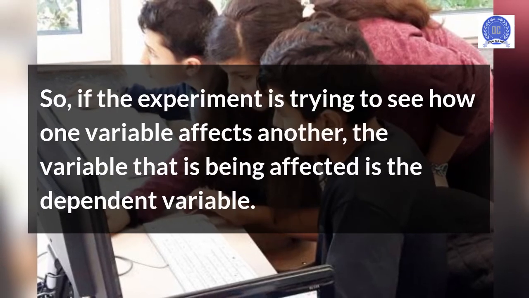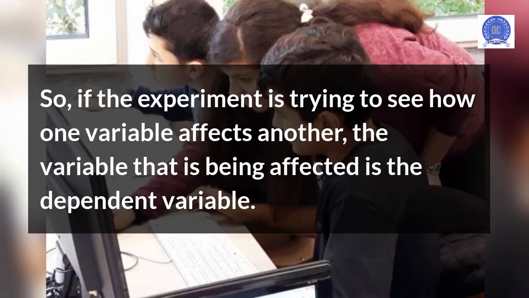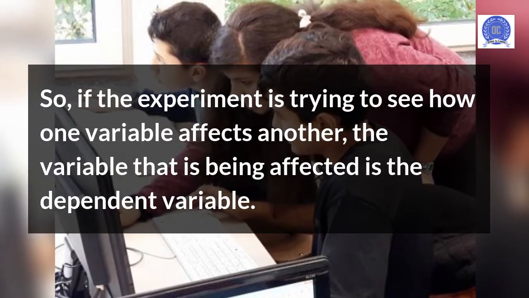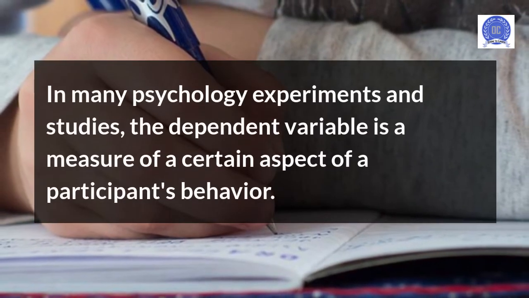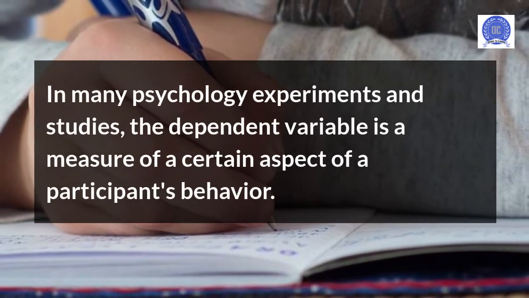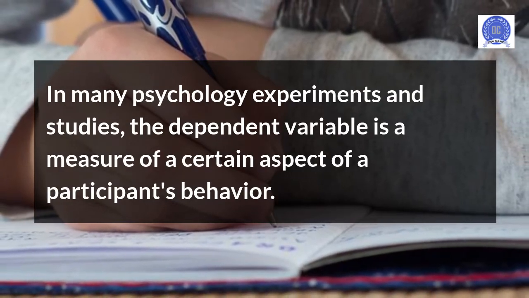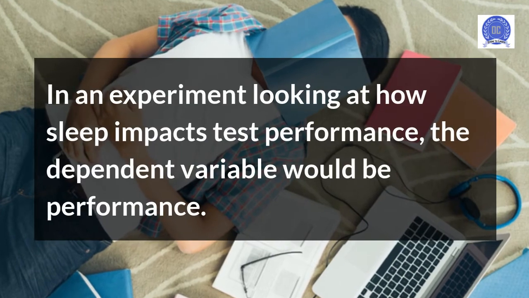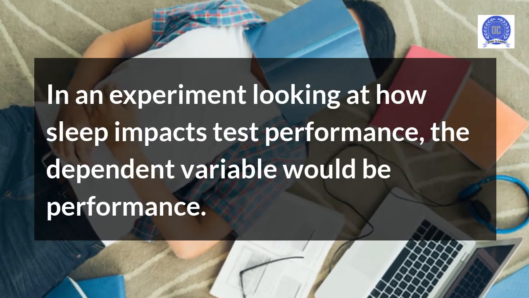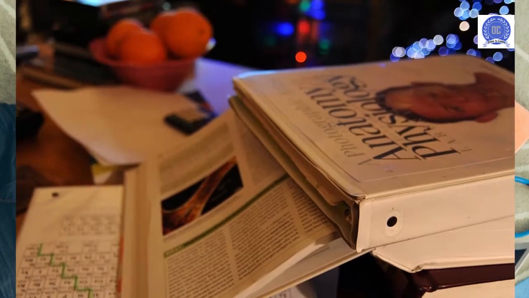So, if the experiment is trying to see how one variable affects another, the variable that is being affected is the dependent variable. In many psychology experiments and studies, the dependent variable is a measure of a certain aspect of a participant's behavior. In an experiment looking at how sleep impacts test performance, the dependent variable would be performance.